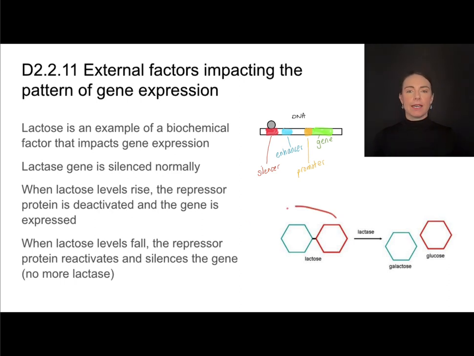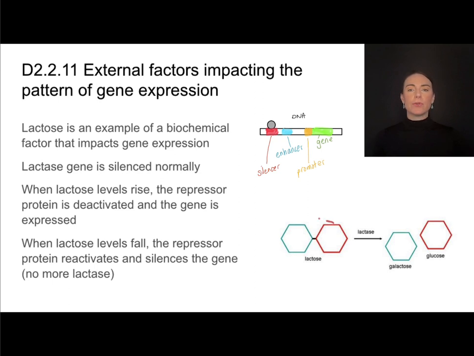Lactose is a disaccharide that is found in milk products, and it's a great example of a biochemical factor that can impact gene expression. Lactase is an enzyme that helps break down lactose into its monosaccharides. So the gene for lactase only needs to be expressed while we're eating lactose.